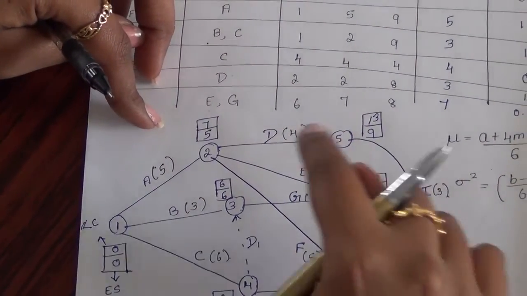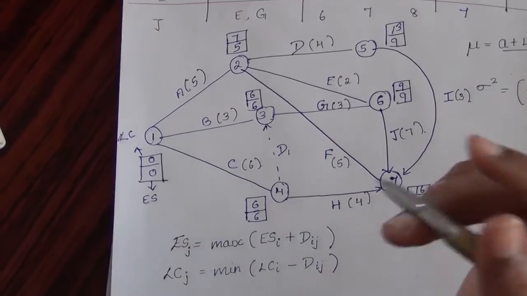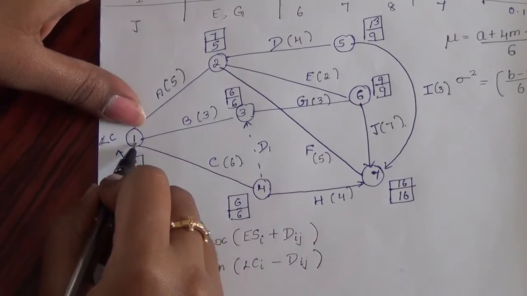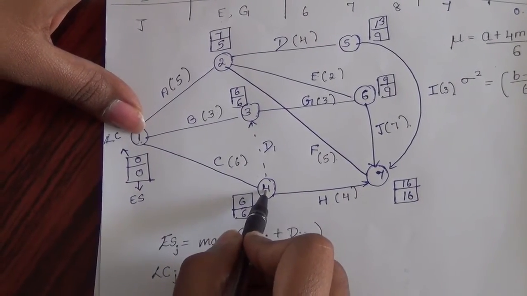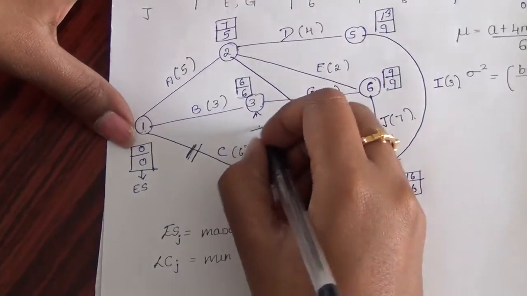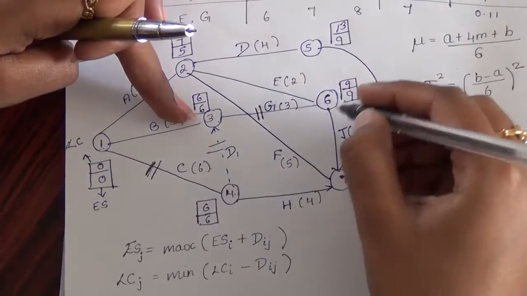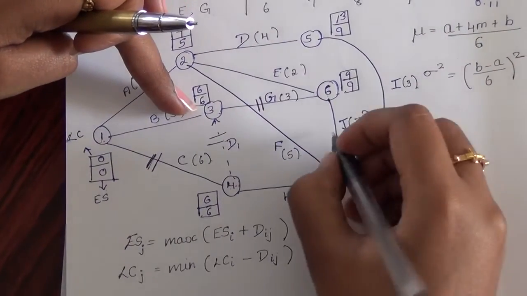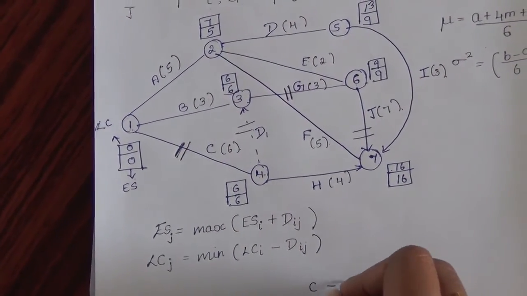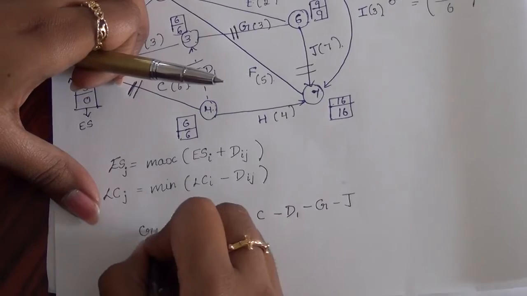So I have calculated the latest completion time and the earliest start time for all the activities. Now the critical path will be formed where the latest and the earliest times are equal. Starting with activity number 1, then pointing to number 4, 0, 0, 6, 6, so this is equal. Then after activity number 3 to 6, this is equal. Then 6 to 7, because 9, 9 and 16, 16, this is equal. So my critical path will be C, D1, that is dummy variable 1, G and J. This will be the critical path.